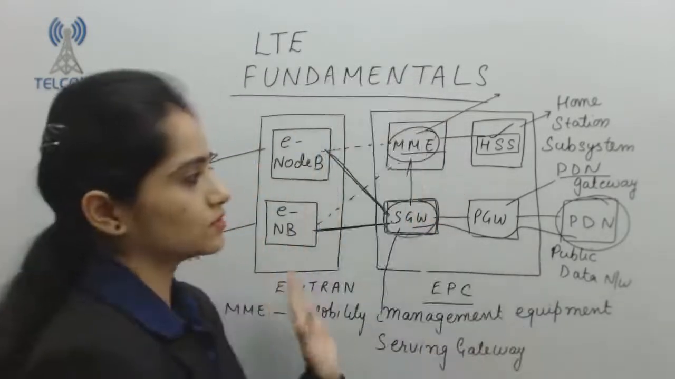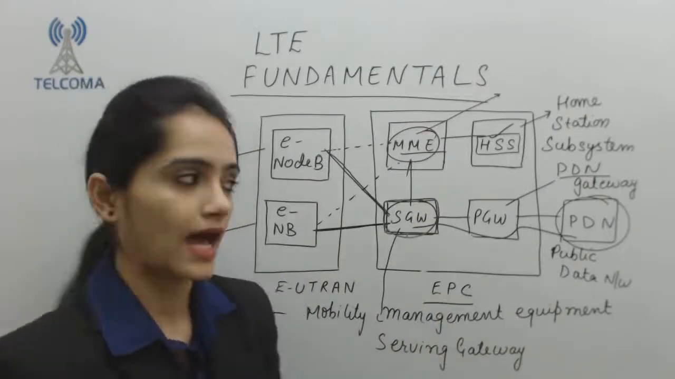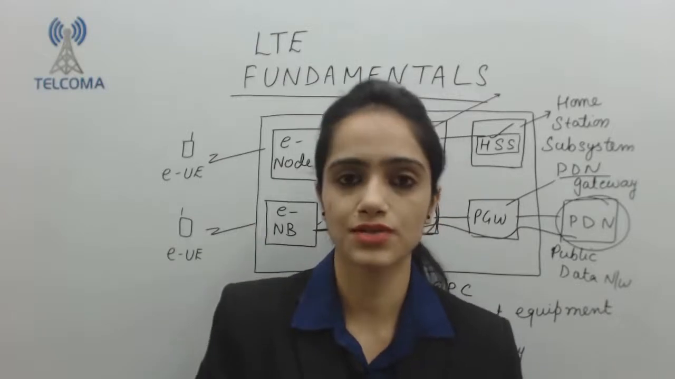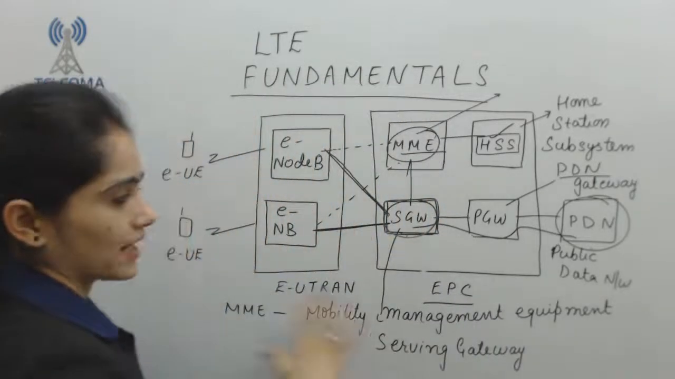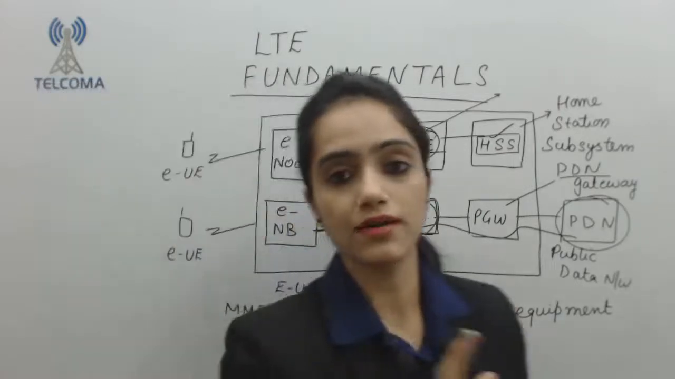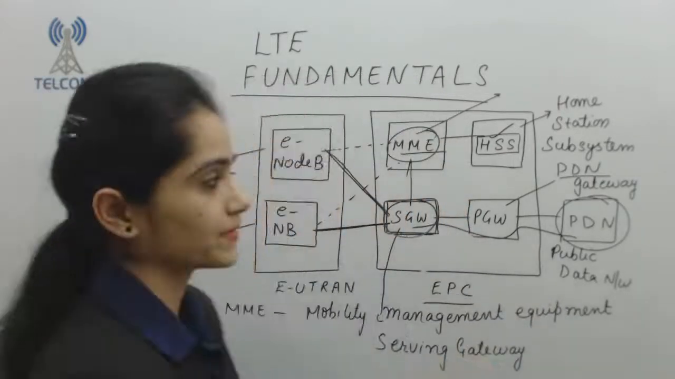So this is a simpler architecture, as it is only a packet switched network. We have not used the concept of circuit switching here. It is a packet switch architecture with no radio network controller. That means we have removed one node in between.